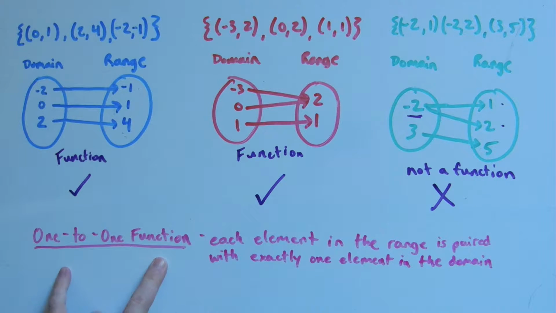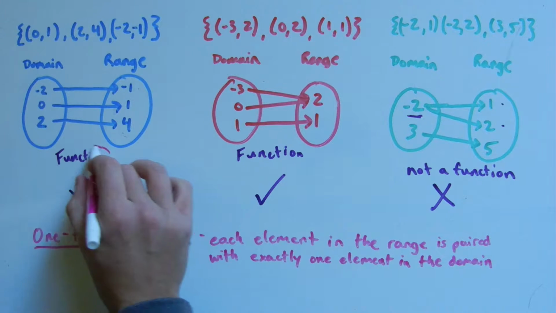So a one-to-one function, first off, is a function itself. So that means each x, so each value in the domain, is paired with only one y value, or value in the range. Also, for it to be a one-to-one function, each element in the range is paired with exactly one element in the domain. So not only is the domain paired with one element in the range, but the range is paired with one element in the domain. So there's one example up above where this case is true, and that's the first relation.